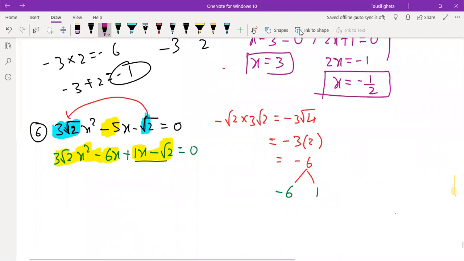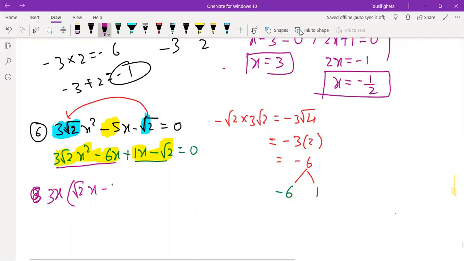Let us take common in this. Definitely the person will go to take common 3 ones are and 3 twos are. Surely the person will go. 3 is definitely common. Even the x is also common, definitely. But another problem is what here? If I just take 3x common, one minute. If I take 3x common, then the remaining will be root 2x minus 2, right?